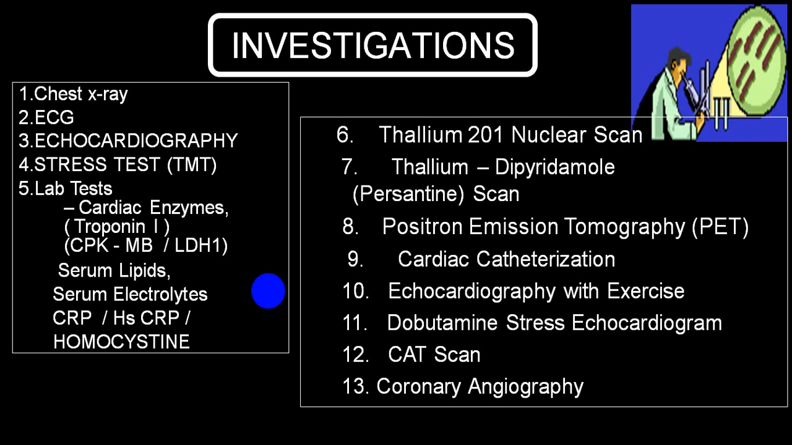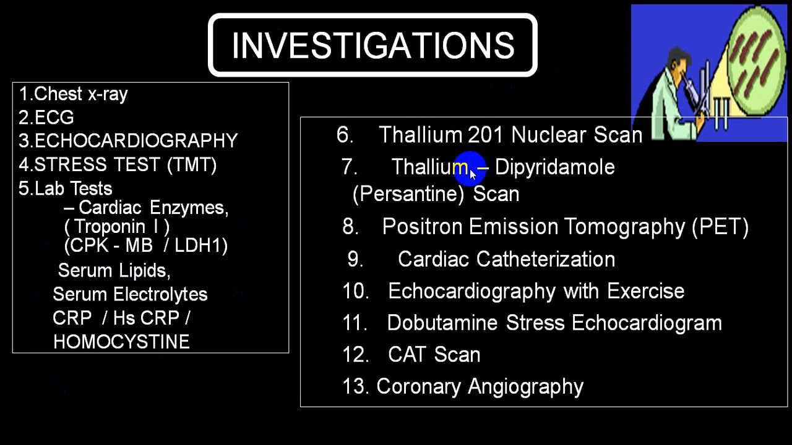But in an ischemic heart disease group, it will help you to differentiate STEMI, non-STEMI from unstable angina. And also it will help you to pick up MINOCA. And MINOCA will be differentiated from STEMI, non-STEMI by coronary angiography. Serum lipids, electrolyte, CRP, hsCRP and homocysteine level are done to find out the risk factors.